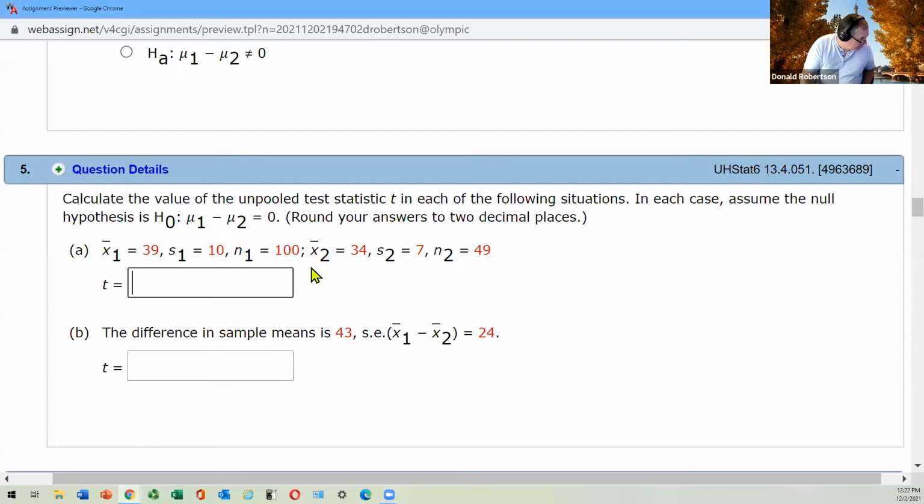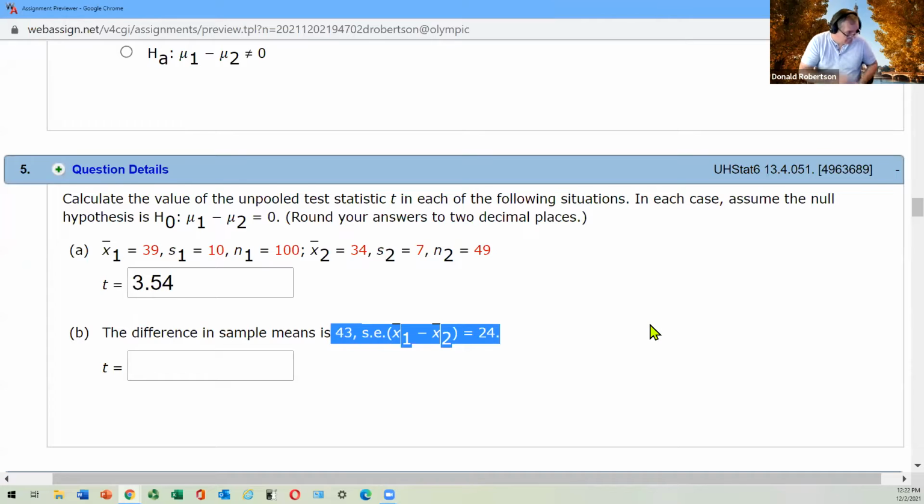So they want the answer to 2 decimal places, so I would do 3.54. Now, can you see in this question, they've only told us 2 numbers. They've told us the difference in the sample means was 43, and that the standard error of x1 bar take away x2 bar was 24. That's all I need. What do I need to do with those 2 numbers to find the t-score?